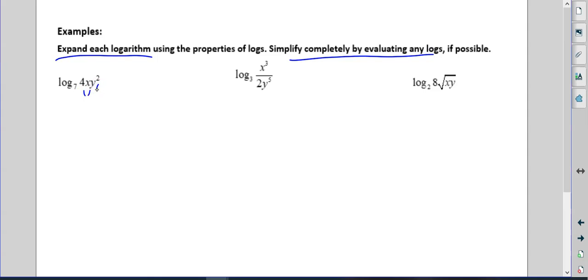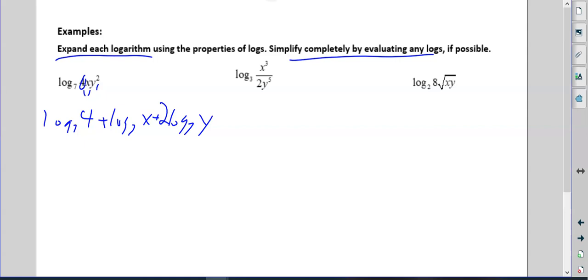First off, how many terms do we have? 1, 2, 3 terms: 4, x, and y. So we write log 7 three times. Then we say log 7 of 4 plus log 7 of x plus log 7 of y squared, but that 2 is going to come out in front, so we do that all in one fell swoop. So again, we get log 7 of 4, I mean minus, log 7 of 4 plus log 7 of x plus 2 log 7 of y.